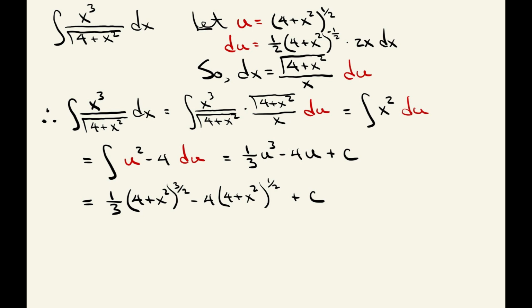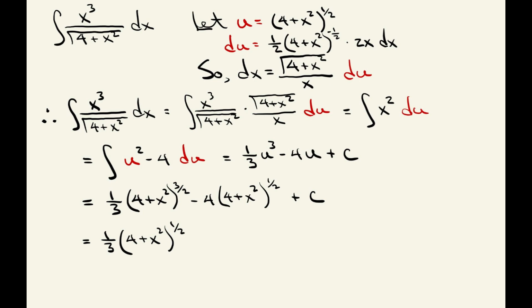This answer is perfectly fine to leave as a final answer, but if we wanted to go just a little bit further, we could recognize that (4 plus x squared) to the 1/2 appears as a factor of both of the terms of our answer. And in order to make the final answer just a little bit nicer, we're going to factor out 1/3 times (4 plus x squared) to the 1/2 power out of both terms.